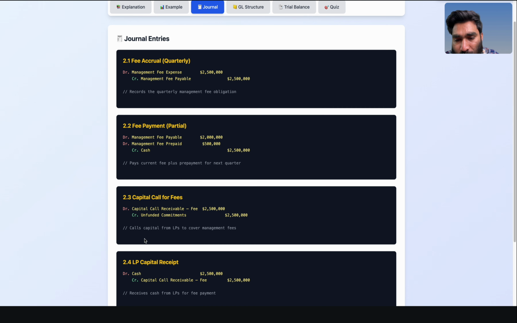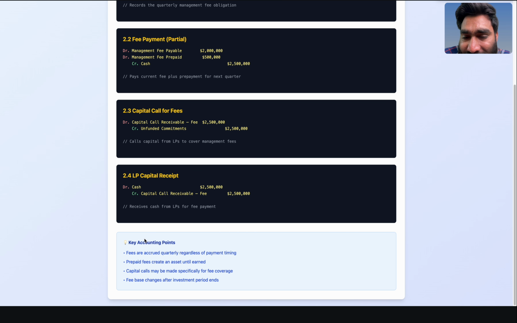The fourth one, the journal entry for limited partners capital receipt. So it means the GP has received capital for management fee. All right, so then the entry would be cash account debit, capital call receivable fee account credit. So this is how we perform journal entries for management fee transactions.